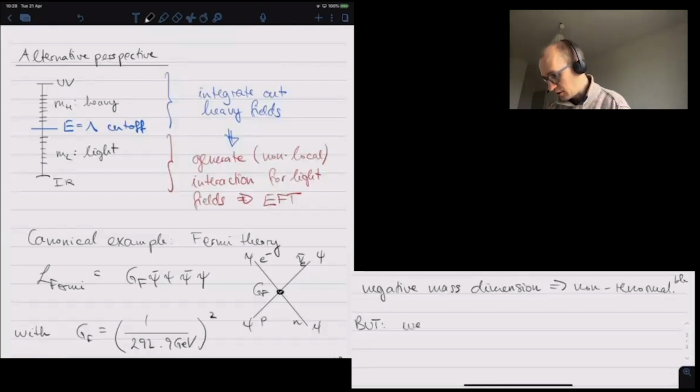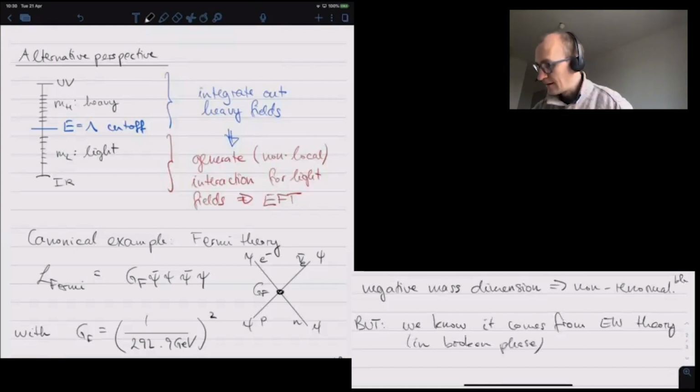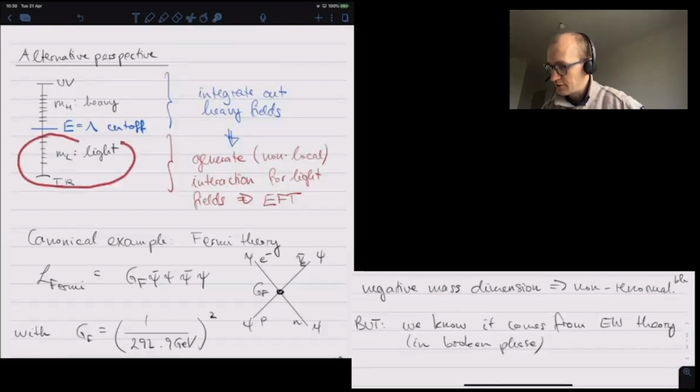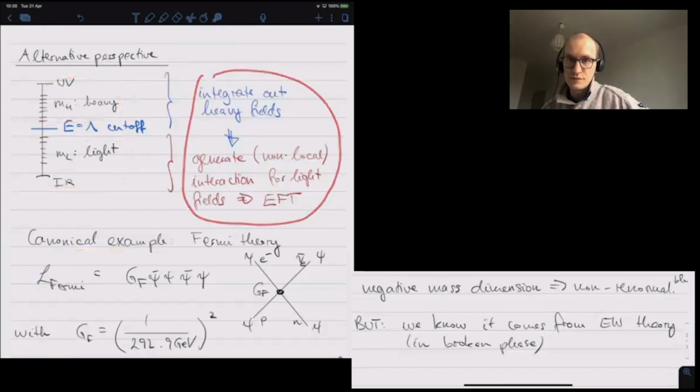Well, we know it comes from the electroweak theory in its broken phase. Okay. So just to go back to our sketch here, what's going on is that I wrote down some theory which we want to interpret as living somewhere here at low energy. But in fact, we know in this particular case where it comes from, here at high energies. And so I can show you how this seemingly ill-defined theory comes from something that's perfectly well-defined in the UV in this particular case. And that will illustrate this kind of perspective.